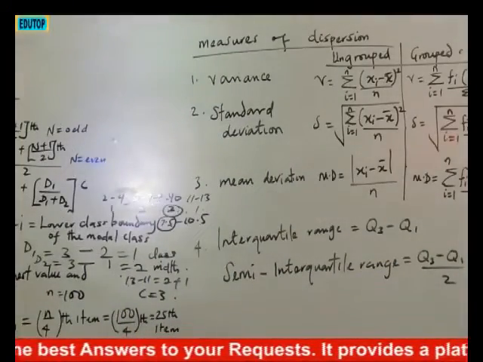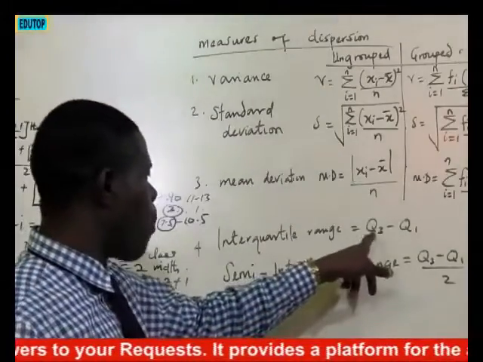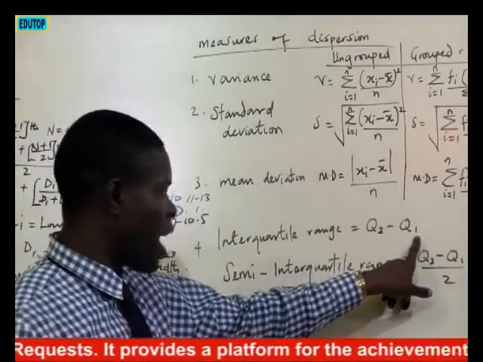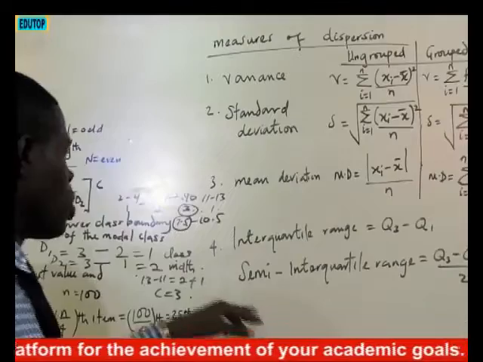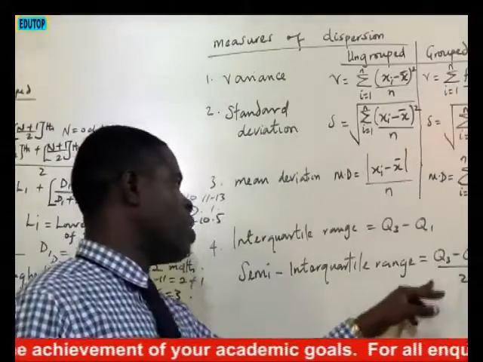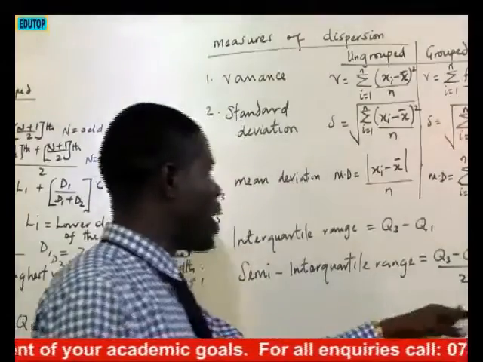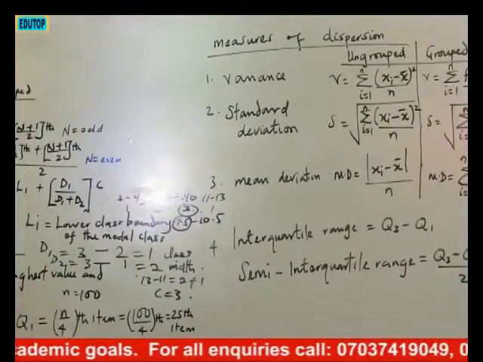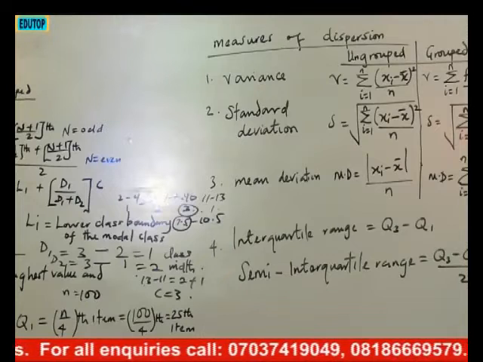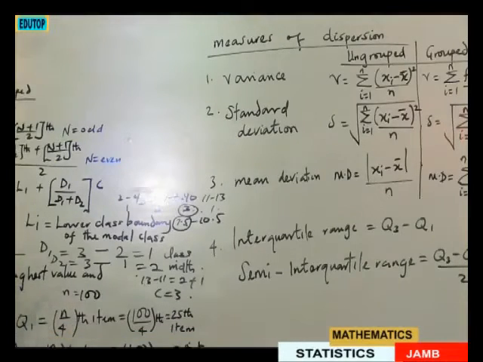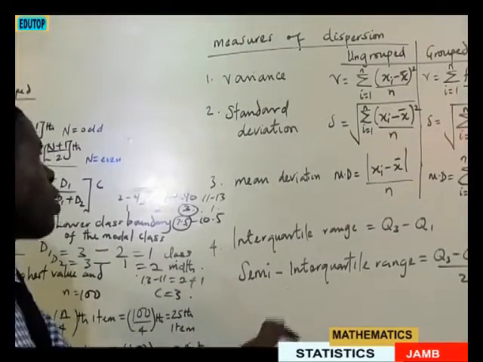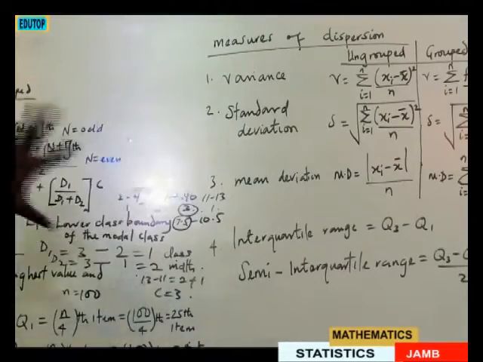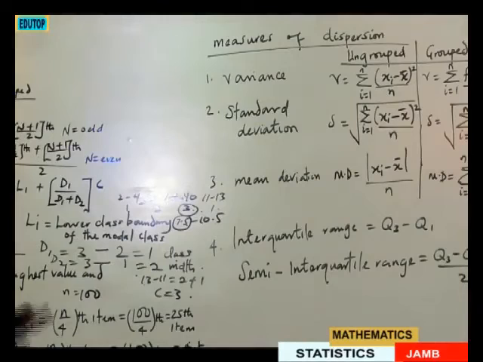Then interquartile range. Interquartile range is the difference between the upper quartile and the lower quartile. Then when you hear the word semi, you should know that you are dividing by 2. Semi-interquartile range is the difference between the upper and the lower quartile divided by 2. So these are all you need to know as far as statistics is concerned, and it is said that if one is not informed, one will be deformed. So at this point, we need to know all this so that by the time we attend to questions, we will find it easier to sort them out.